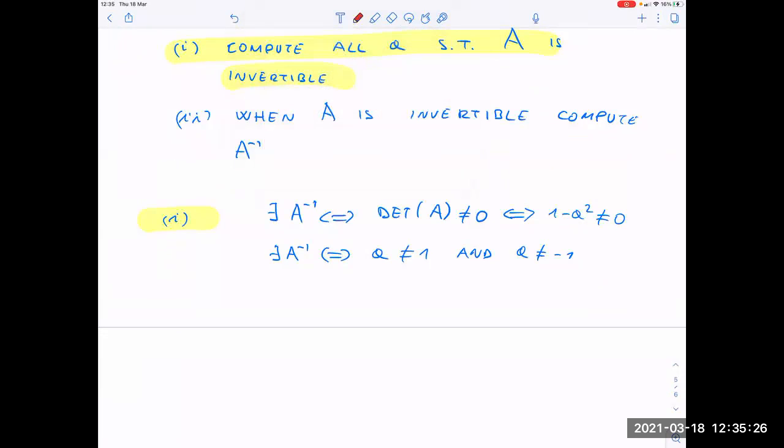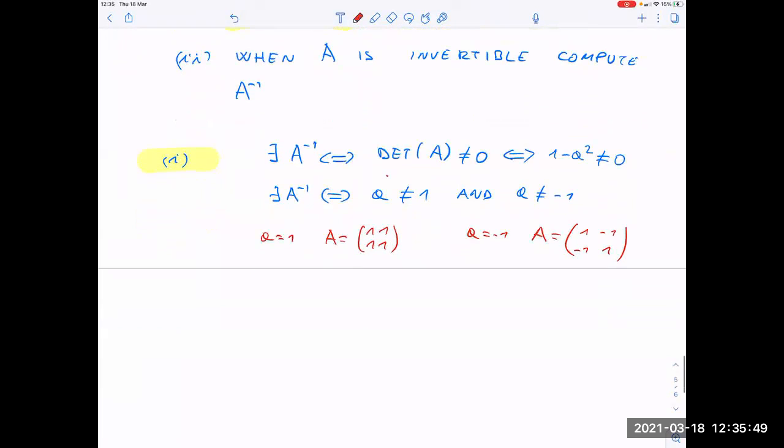So this means that, for example, for a equal 1, this matrix here is not invertible. And for a equal minus 1, this matrix here is not invertible. And you can see they are not invertible by playing the game we played during the lecture. I just show you how you can do that. You multiply this by (1, -1), you get (0, 0). So if the inverse existed, you would get a contradiction. This vector equals 0, right?